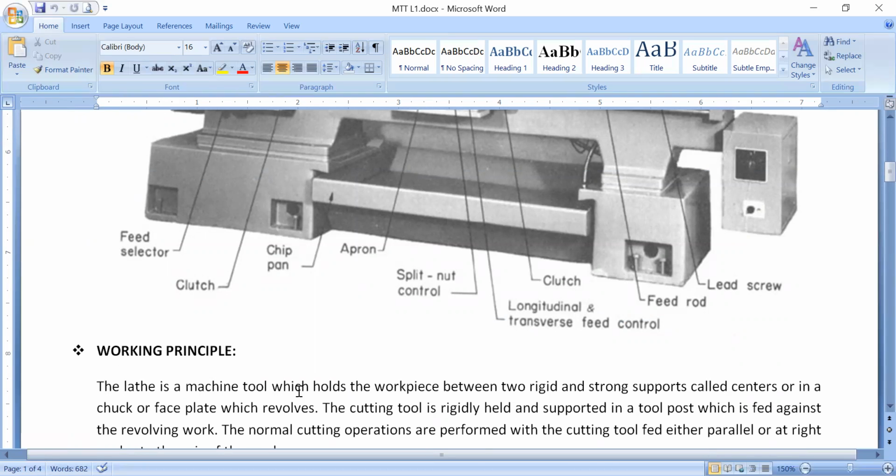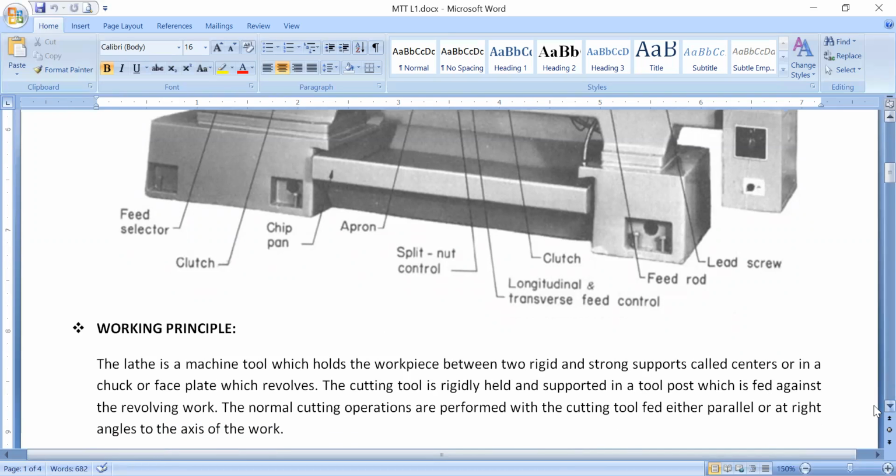The lathe is a machine tool which holds the workpiece between two rigid and strong supports called centers, or in a chuck or a faceplate, which revolves. The cutting tool is rigidly held and supported in a tool post, which is fed against the revolving work. The normal cutting operations are performed with the cutting tool fed either parallel or at right angles to the axis of the work.